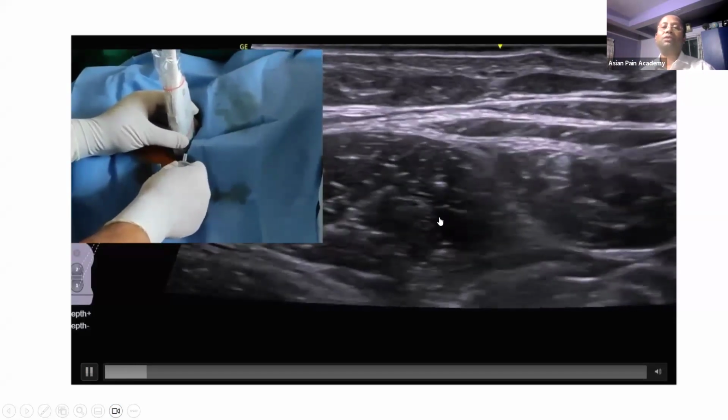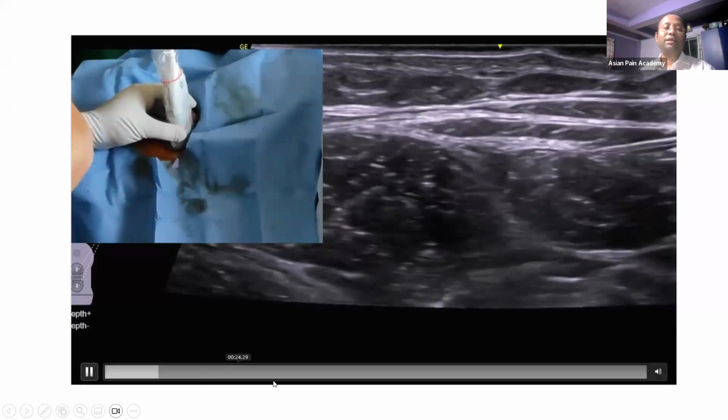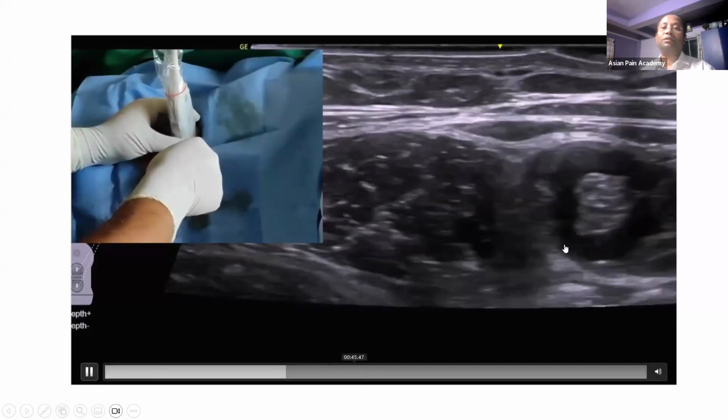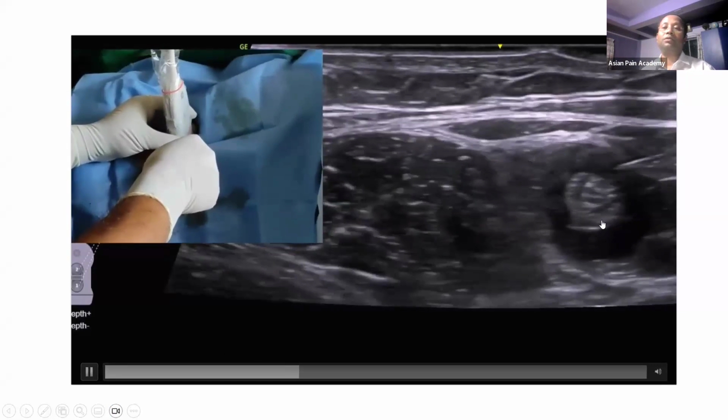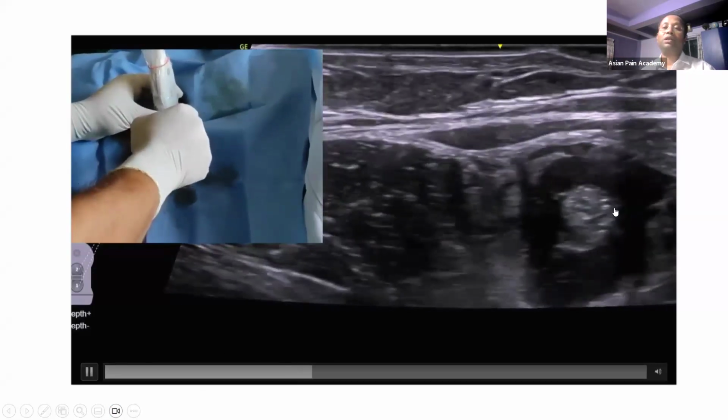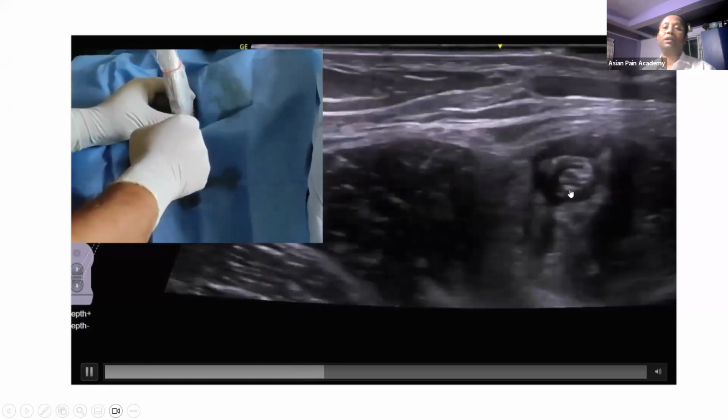So this is the sartorius and tensor fascia lata. We are injecting inside the... So this is the lateral femoral cutaneous nerve. We are injecting over the lateral femoral cutaneous nerve.